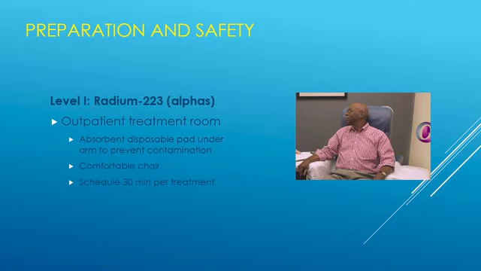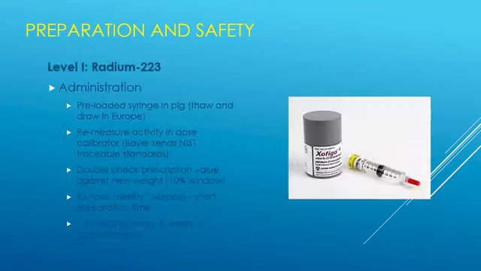All right, so let's take a look at specific types of products and what levels you're talking about. When you're talking about alphas, and we're going to take the example of radium-223, alphas have a very short range and are absorbed very easily, and you're giving low amounts of activity, and so the logistics are very simple. You just need an outpatient treatment room. They can just sit on a chair. They need 30 minutes. You inject the drug, and they go home.